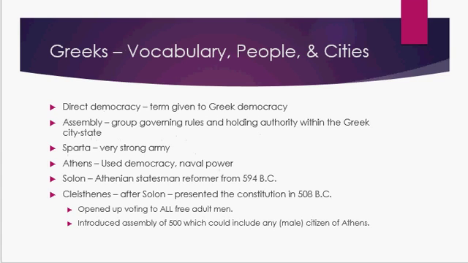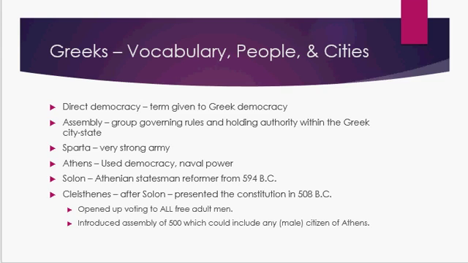Some vocabulary from the Greeks. Vocabulary, people, and cities. There was just a little of each, so I put them all into one slide. Direct democracy is the term given to Greek democracy, and a direct democracy is better for a smaller society. We are very large, the United States, and we have a very large population, so it would be very hard to have a direct democracy. Pretty much nothing would ever get accomplished.